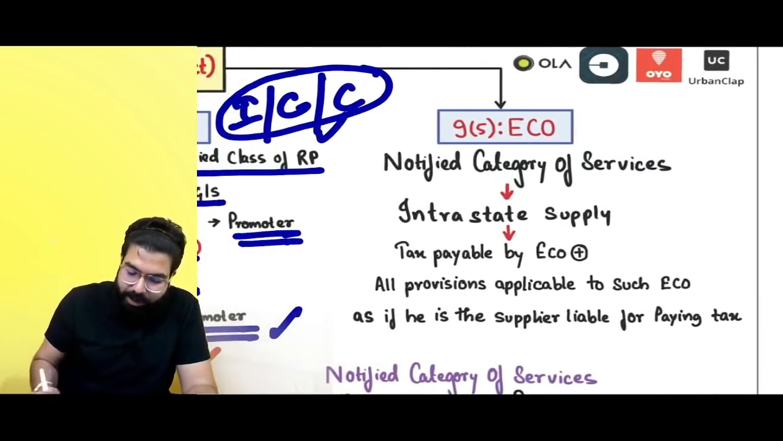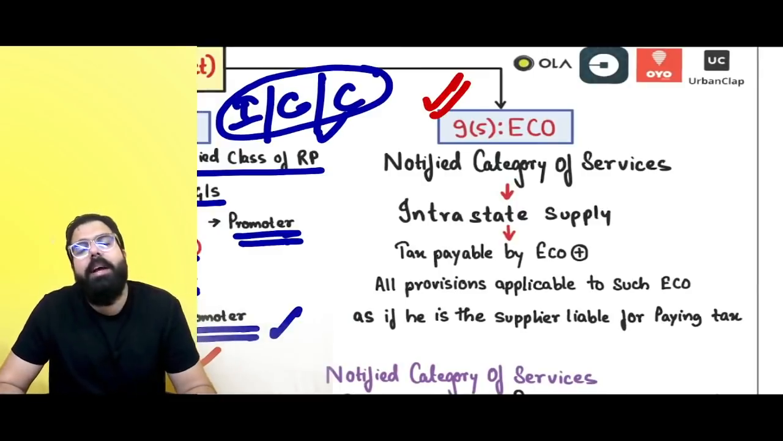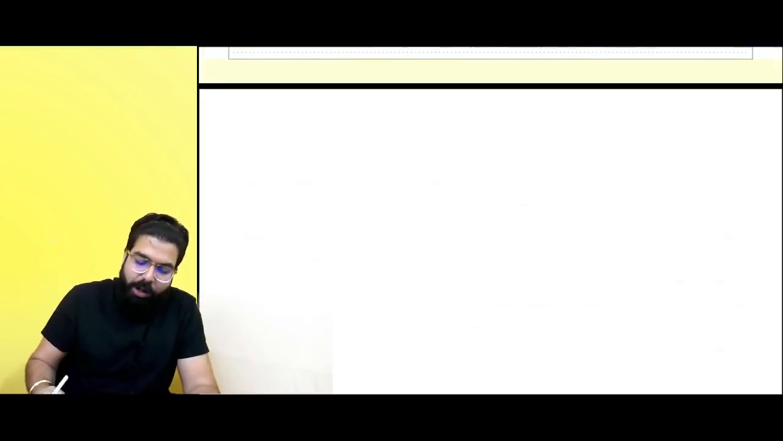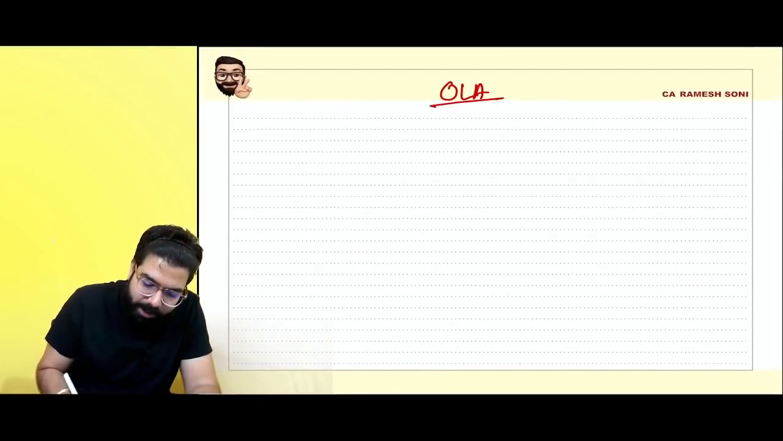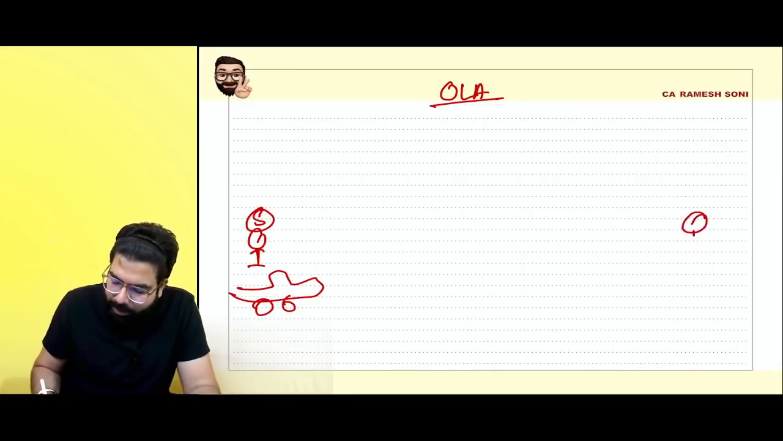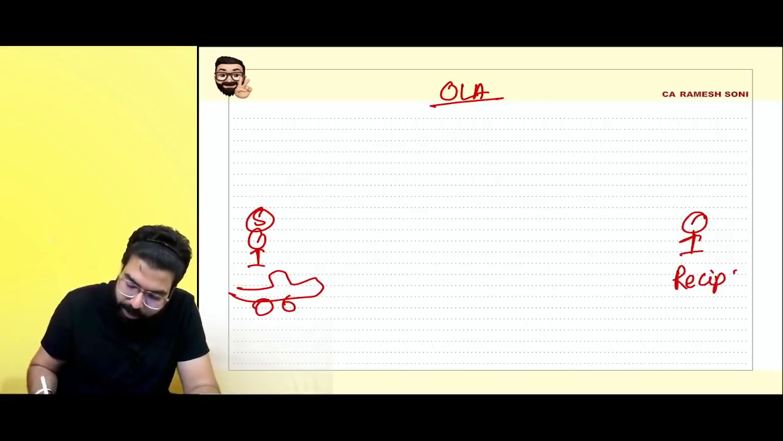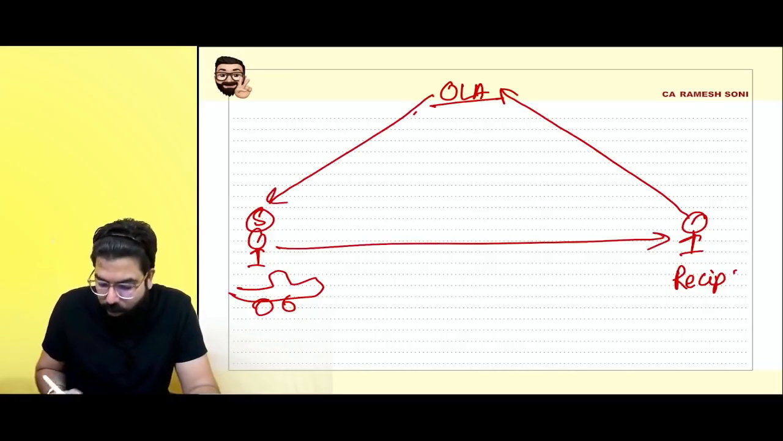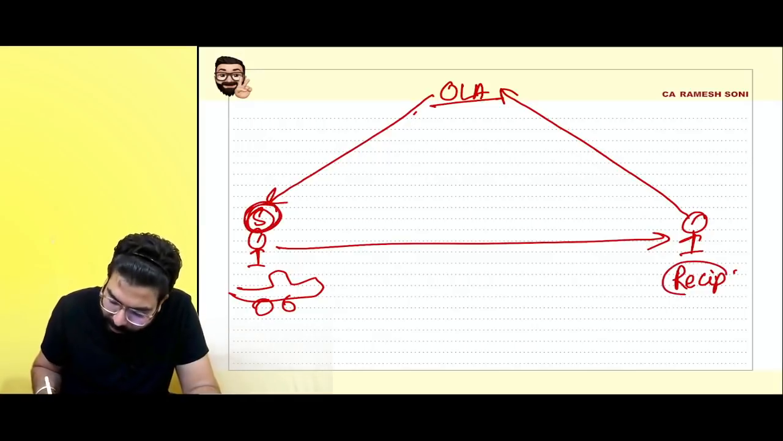The next one is whenever services are provided through an e-commerce operator. There are three notified services. For example, suppose Ola is there, and you are a driver, you are the actual supplier. Suppose one person went to the Ola app and booked a cab, then he is the recipient. Ola directed it to a driver, who came and dropped you, so he is the actual supplier, you are the actual recipient.